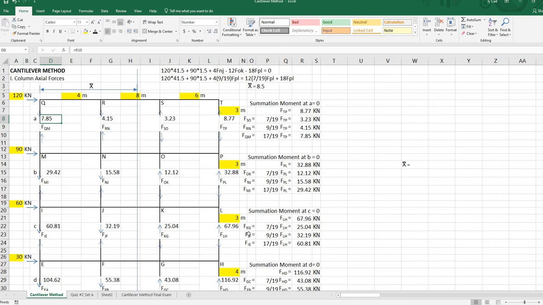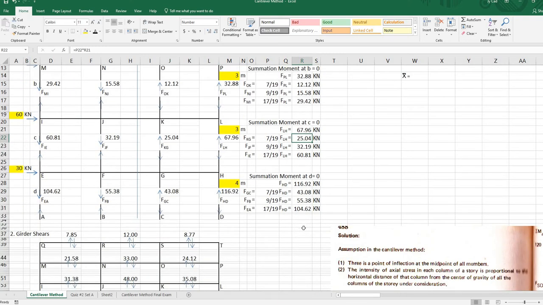And then FKG is ito, 25.04. Ito siya. Okay, now let's go to girder shears.